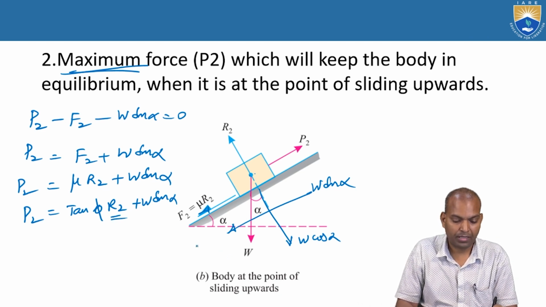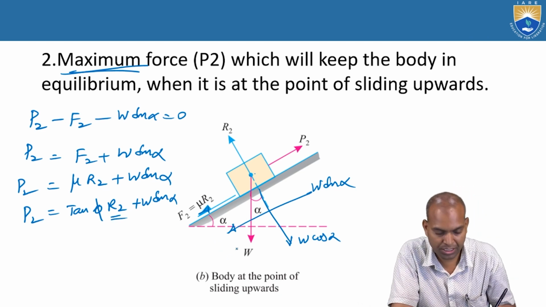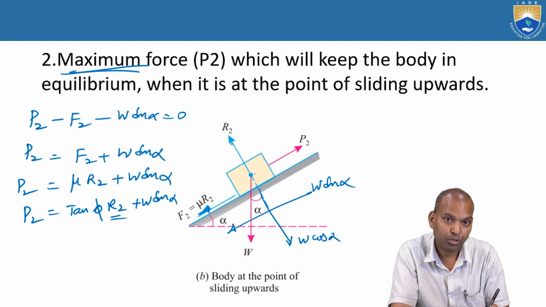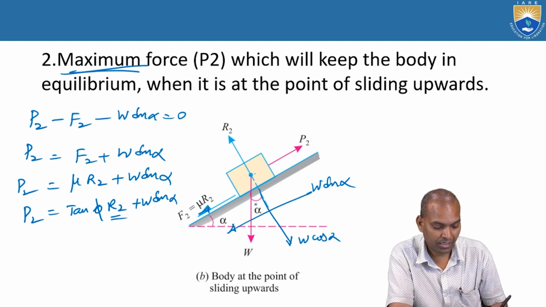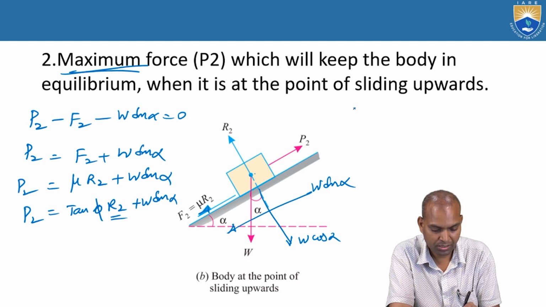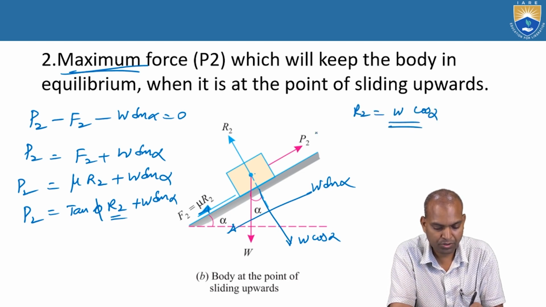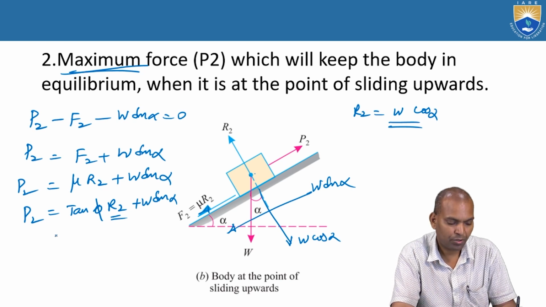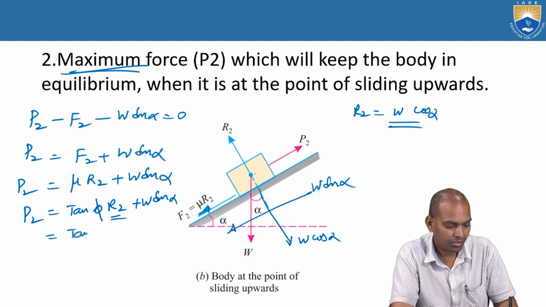But we need R2. R2 comes from the reactions, applying equilibrium conditions resolving normal to the plane. Normal to the inclined plane, R2 equal to W cos alpha. Substitute this R2 in the equation of P2, then what happens? Tan phi times R2, that is W cos alpha, plus W sin alpha.